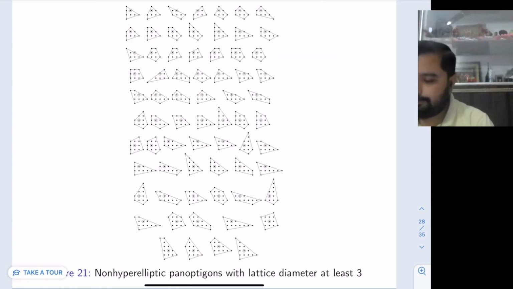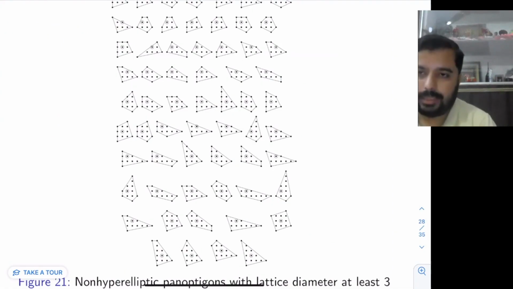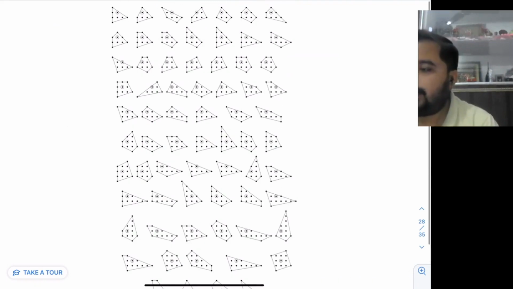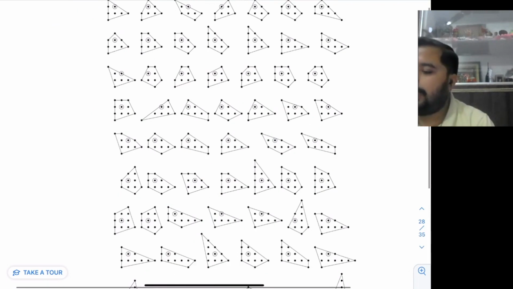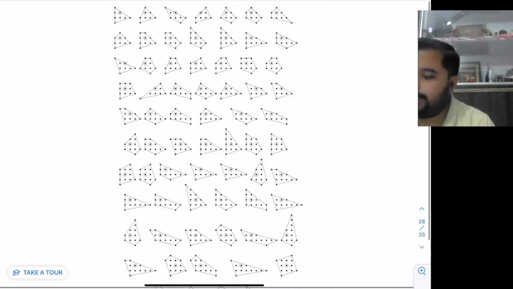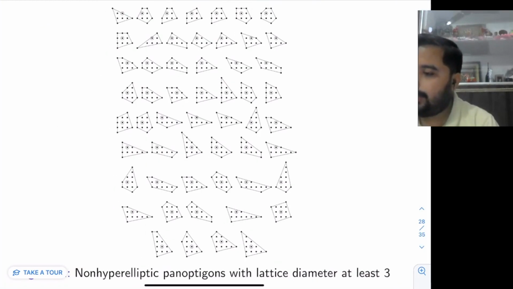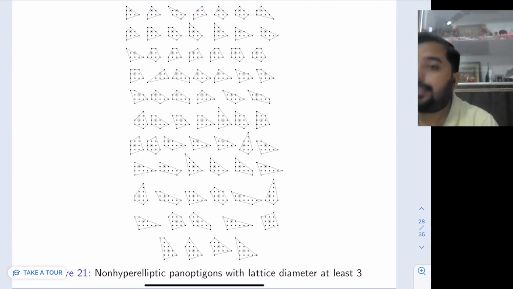And this is the computation that led us to this result. By non-hyperelliptic, I mean that the lattice width is at least 3. Hyperelliptic, as I mentioned, is all the polygons with interior lattice points lying on a line. So here in all the pictures, you can see the point that is encircled is the one that can see all other points. And this furnished us with these, 69 in totality.